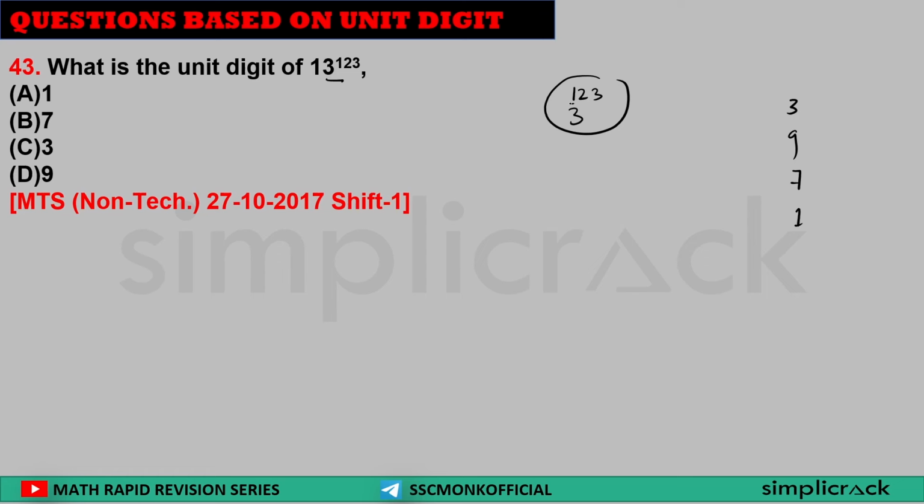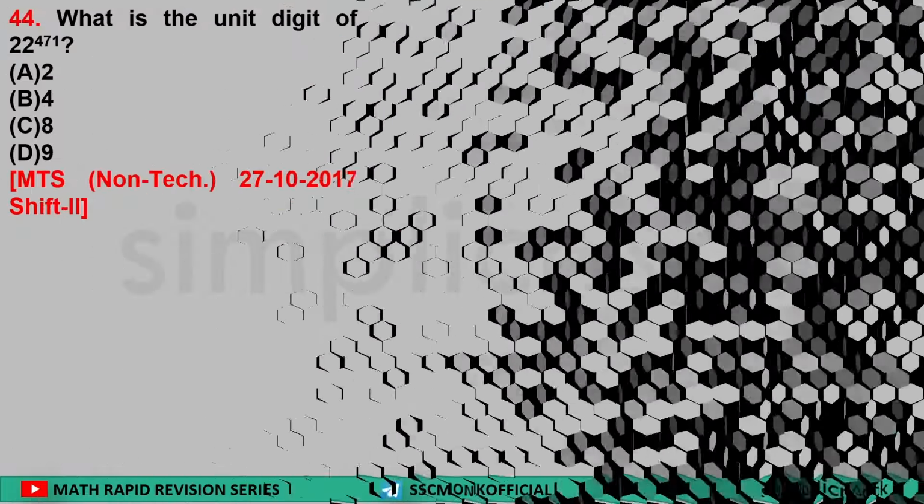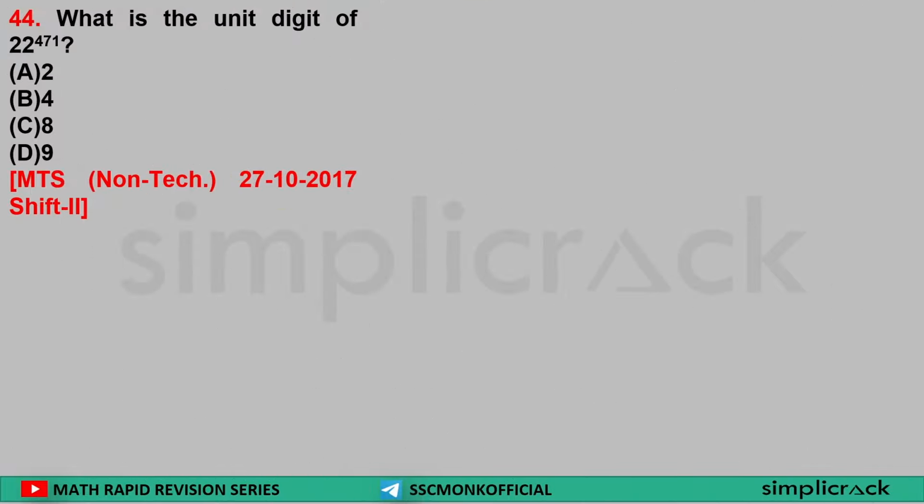Now understand, if I divide 123 by 4, I will get remainder 3. That means my cyclic power will end over here. So what is my unit digit? 7. You need to remember the cyclicity formula over here. Otherwise you won't be able to solve this question within 20-30 seconds. Clear? Next, what is the unit digit? Sir, simple. We are talking about the unit digit of 22, that means 2 to the power 471.